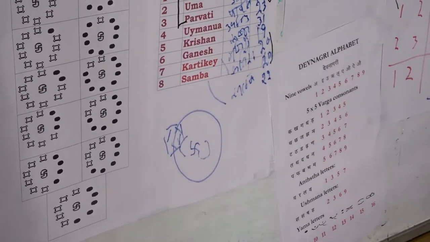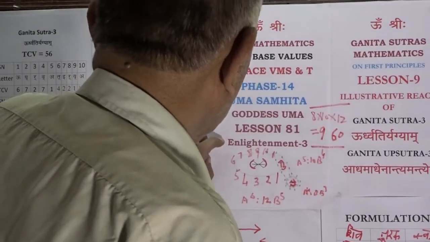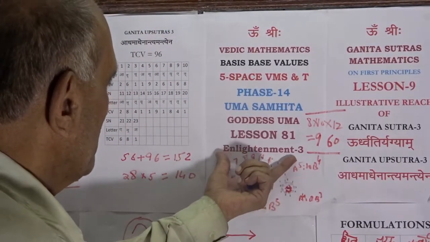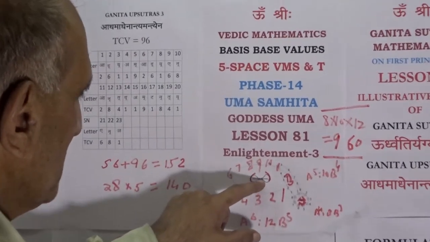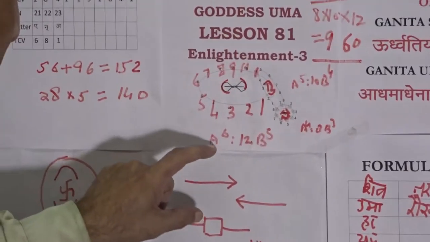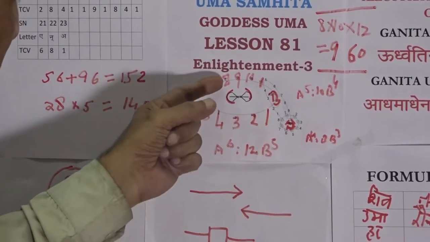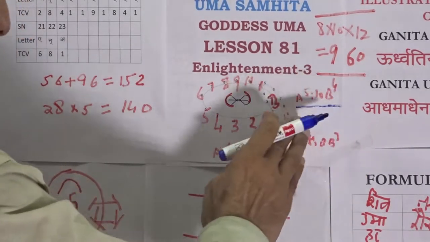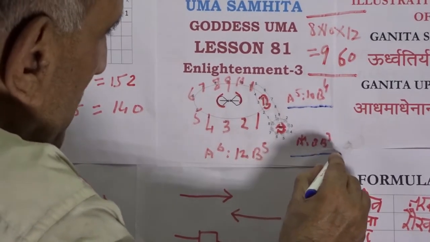Today, we are going a step ahead. We are today at lesson 1, and we shall be concentrating upon the third enlightenment phase and stage. The format here is that the self-referral domain, 6 space, is a^6 : 12 b^5. That takes us further: the transcendental domain itself is of the format a^5 : 10 b^4, and a step ahead, a^4 : 8 a b^3.